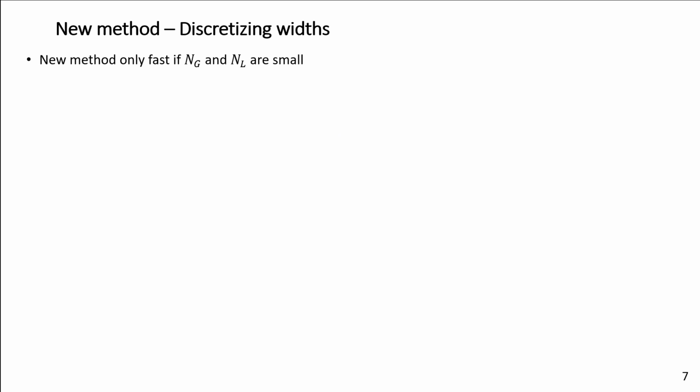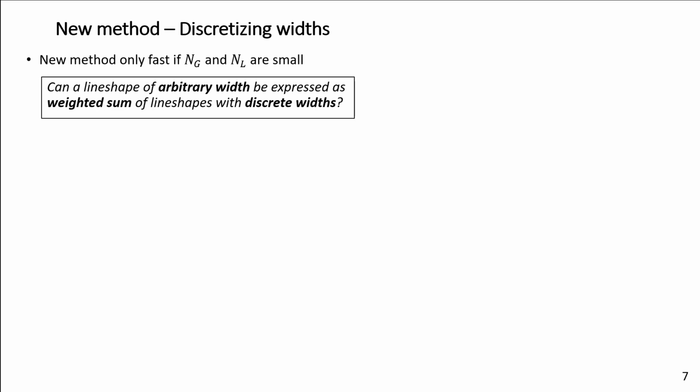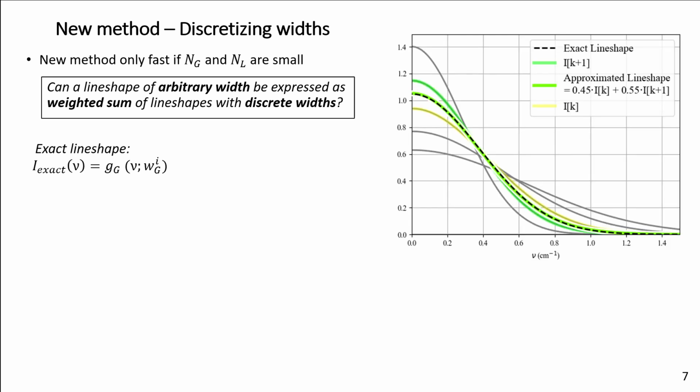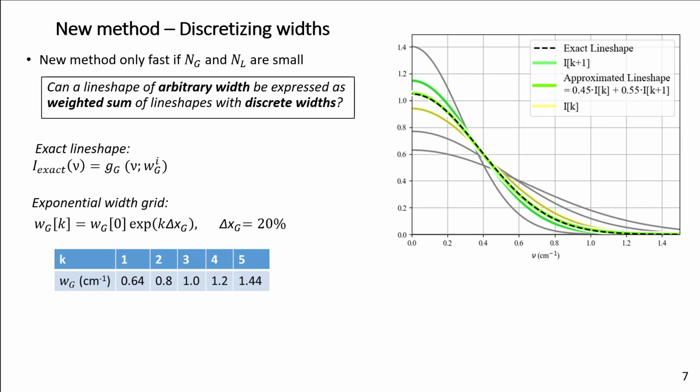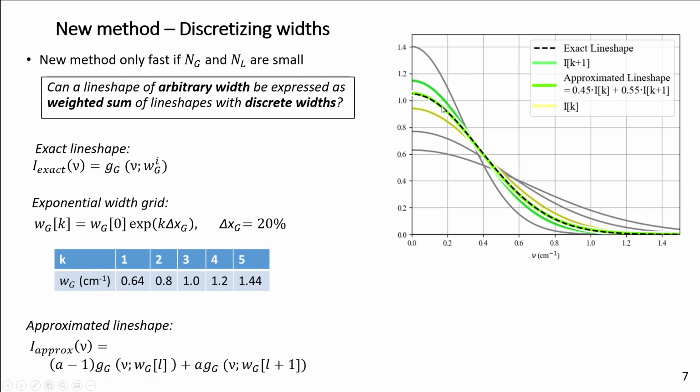Since the new method requires taking the sum over 3 distinct axes, it can only be efficient if the grid size of the two width grids remains small. In other words, we need to find out how well a line shape of arbitrary width can be approximated by the weighted sum of two line shapes with discrete widths. To do this, we plot an exact Gaussian line shape in the plot on the right, depicted by the dashed black curve. Then we plot 5 line shapes with a discrete width in gray, each having a width that differs by 20%. The approximated line shape is the colored solid line, which is a weighted sum of the two nearest neighbors' line shape, also shown colored.